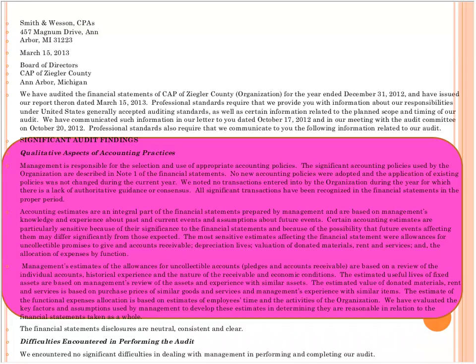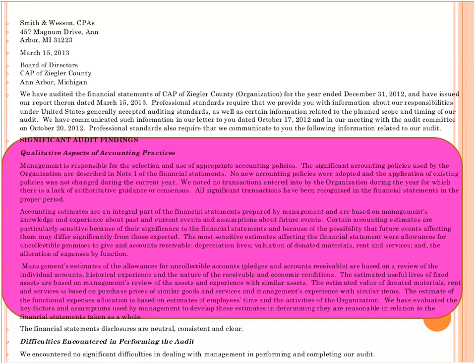The second paragraph says that accounting uses estimates to prepare financial statements. This paragraph describes what those estimates are. And in this case, it's the allowance for promises to give, depreciation lives, valuation of donated materials, and the allocation of expenses by function. The final sentence of this paragraph says that the financial statement disclosures are neutral, consistent, and clear. If something needed to be brought to your attention, it would be delineated in this area.